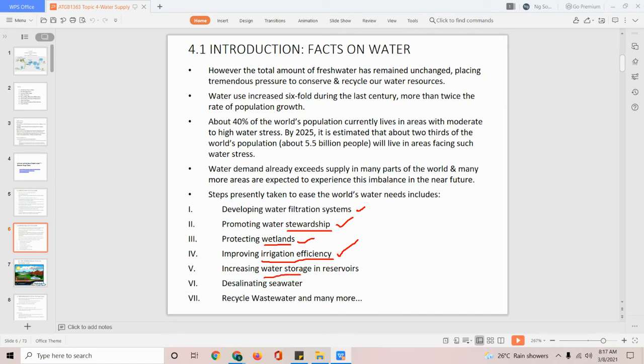And then we want to increase our water storage in reservoirs so that we will have enough water. Maybe remove salt from the seawater, so if you are very rich, desalinating seawater. And then finally, we can also recycle wastewater. So these are just a few steps. There are actually many more steps. Whatever steps we can take to reduce or ease the world's water needs, this is all acceptable.